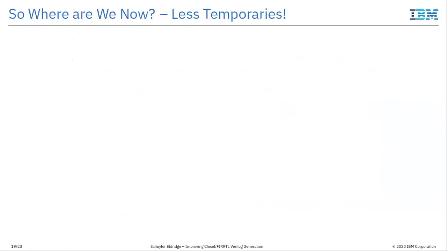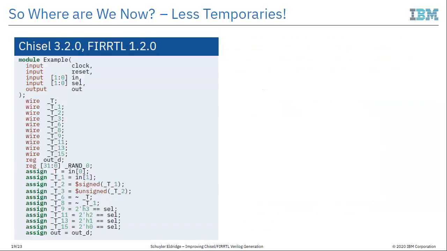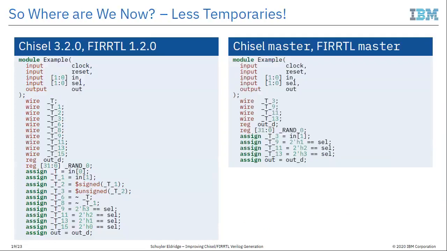All right, so where are we now? The first thing is fewer temporaries. This is the code that was for that Chisel. If you run this through Chisel 3.2.0, which corresponds to FIRRTL 1.2.0, you get this, up through T15. If you run it through now, this is what you get. So ignoring the I/O, this is about half the size. This is remarkably better if you give this to a verification team. They're going to be a lot happier with this as opposed to something like that.